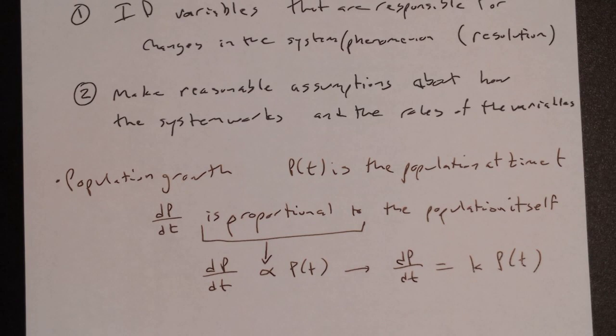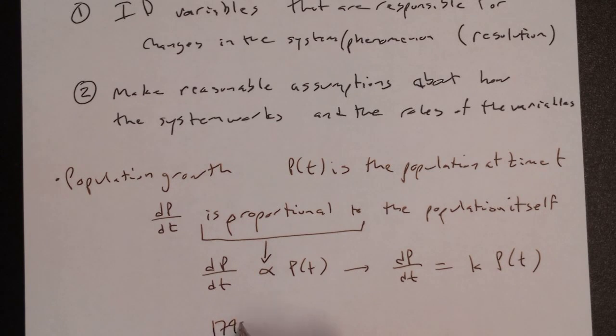This is unbounded growth. You have a petri dish with a bacterial colony in it, and the number of bacteria doubles every hour. T is in hours, then K would be 2. This differential equation for population growth was really first brought up in the 1700s, I believe it's 1798, a guy by the name of T.R. Malthus.